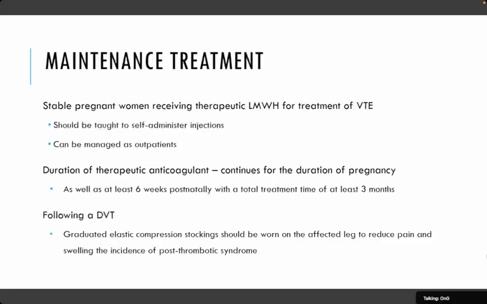And then for maintenance therapy, stable women receiving therapeutic low molecular weight heparin for treatment should be taught to self-administer injections, and they can be managed as outpatients. The therapy will continue for the duration of the pregnancy, and it's advised to continue at least 6 weeks postnatally with a total treatment time of at least 3 months. And following a DVT, to prevent a complication called post-thrombotic syndrome, graduated elastic stockings should be worn throughout the pregnancy.